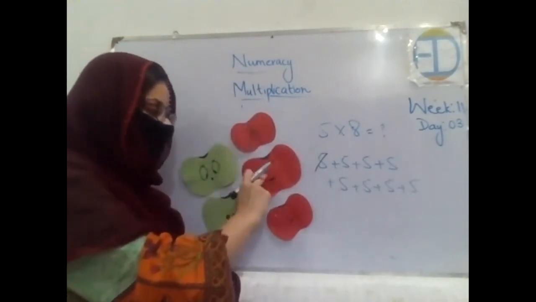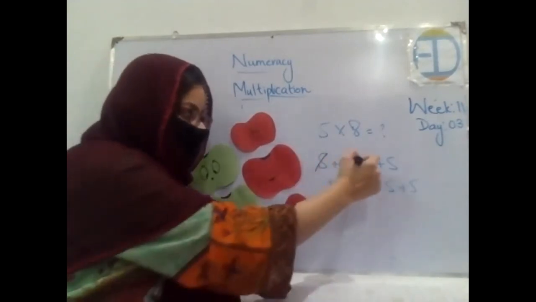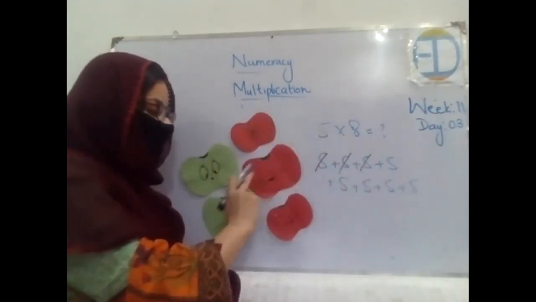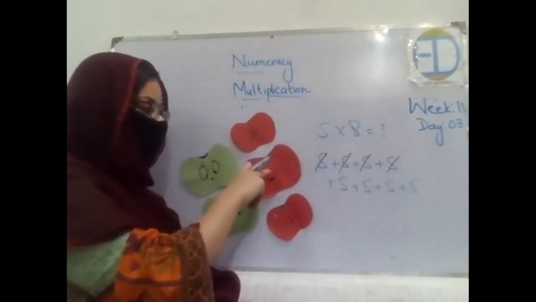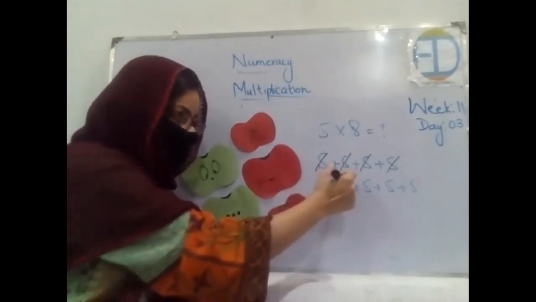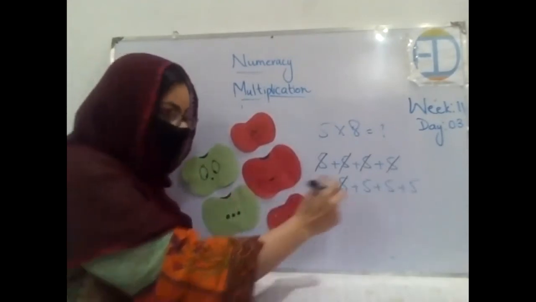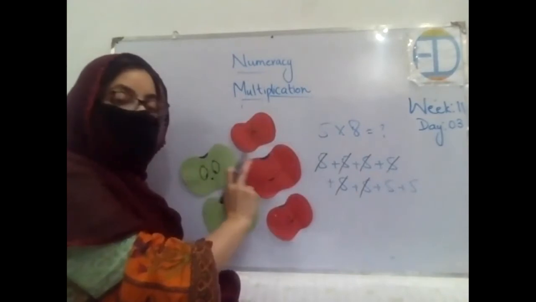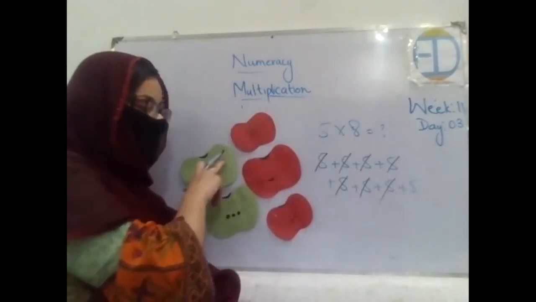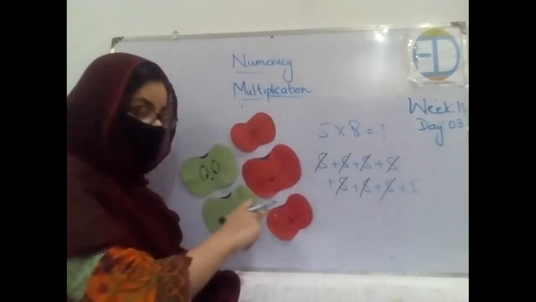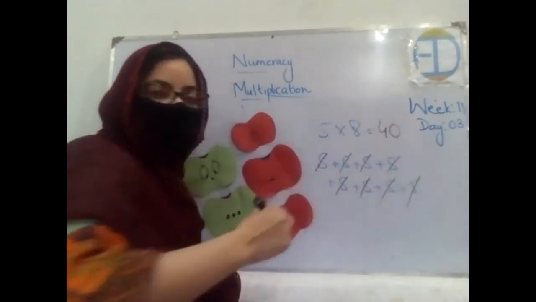6, 7, 8, 9, 10, 11, 12, 13, 14, 15, 16, 17, 18, 19, 20, then 21, 22, 23, 24, 25, 26, 27, 28, 29, 30, 31, 32, 33, 34, and 35, 36, 37, 38, 39, and 40. This means that 5 times 8 is equal to 40.